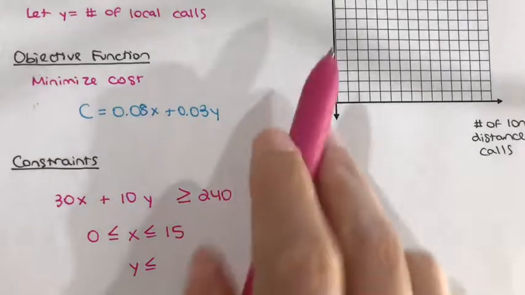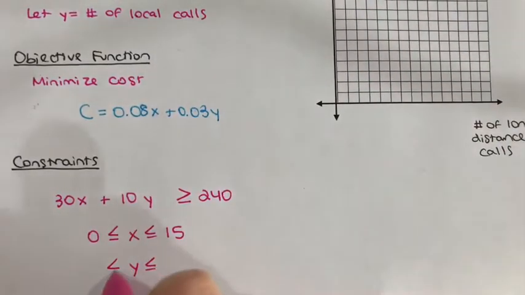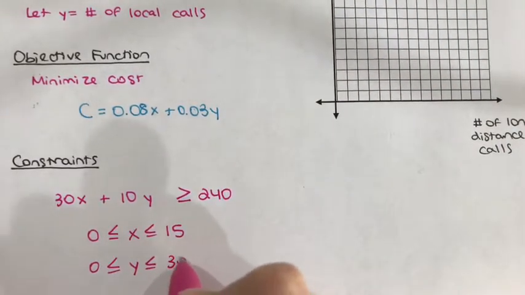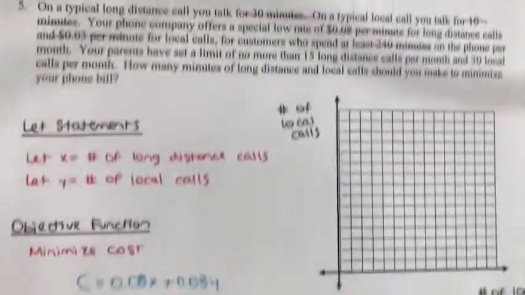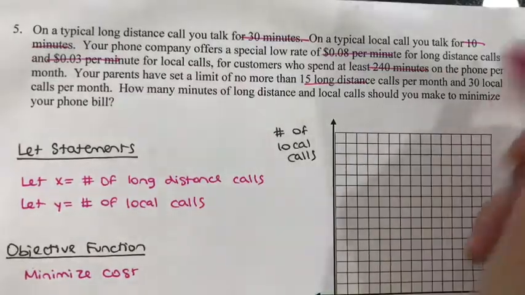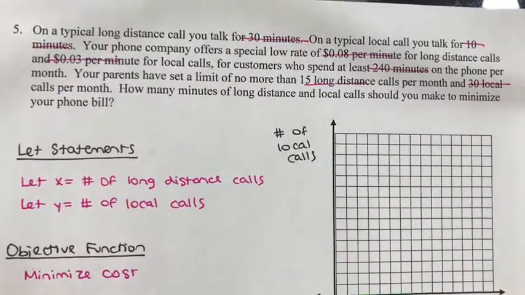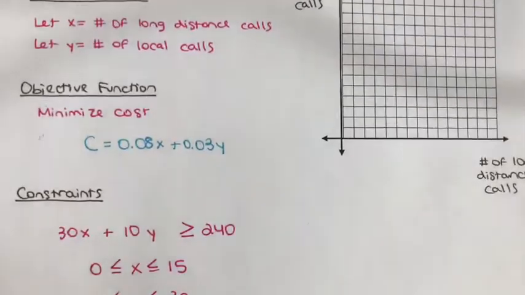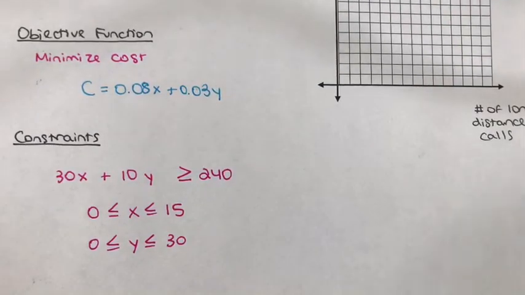Now, our second inequality is about those local calls. So it has to be between 0 and 30 because our parents gave us that limit. So can't have more than 15 long distance, can't have more than 30 local, okay? And so now we're ready to graph.